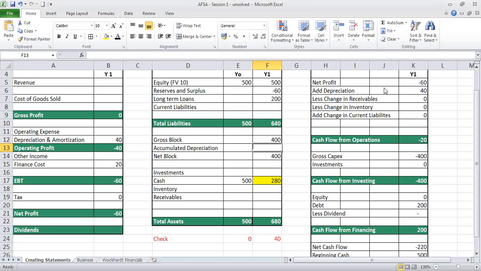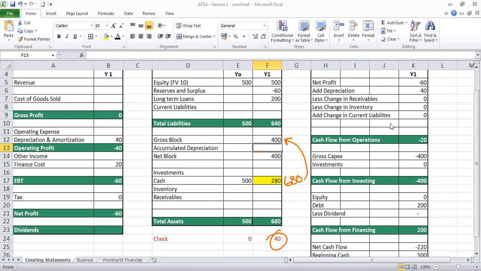The moment you see gross block becoming 400, you will see a depreciation and amortization expense of 40 coming here, which makes your net profit minus 60 and reserves and surplus becomes minus 60. However, you also see that earlier we started with 680 of cash, and that 680 has moved 400 here. So that's a rearrangement of items within the balance sheet on one side. It's still not getting balanced. Why is it not getting balanced?